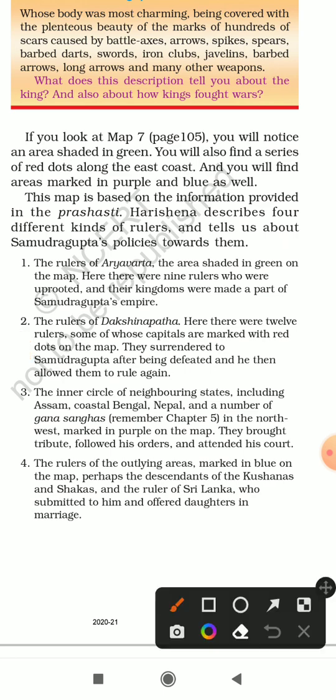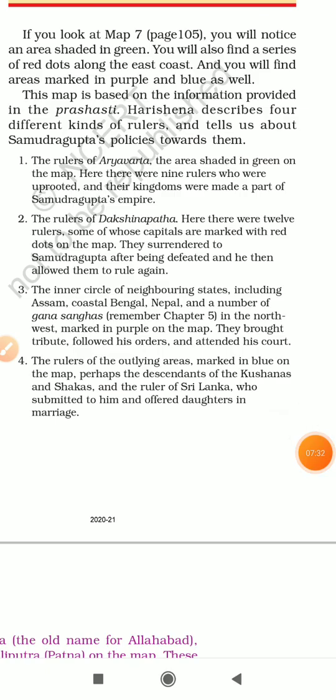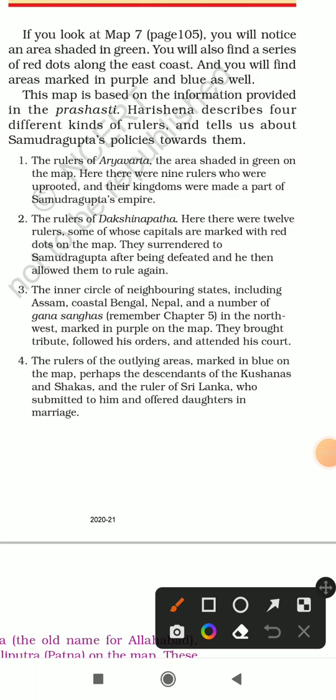Second were the rulers of Dakshinapatha. Here there were 12 rulers, some of whose capitals are marked with red dots on the map. They surrendered to Samudragupta after being defeated, and then he allowed them to rule again. The Prashasti tells us that the rulers of Dakshinapatha surrendered because Samudragupta was a very strong ruler, and after defeating them, he allowed them to rule again.